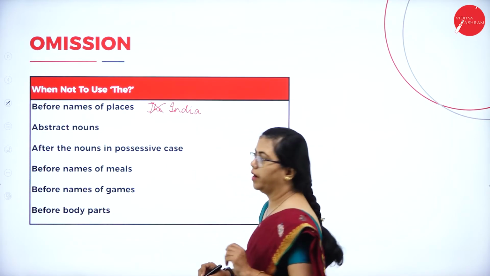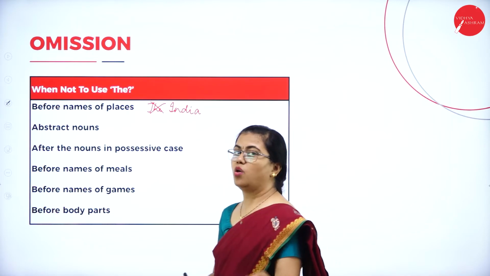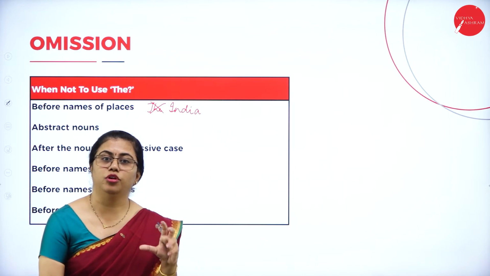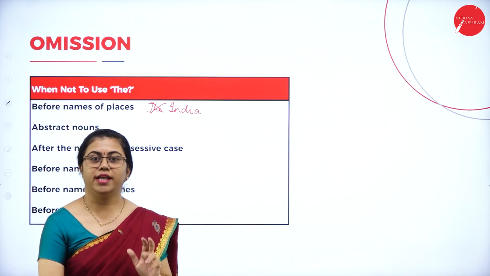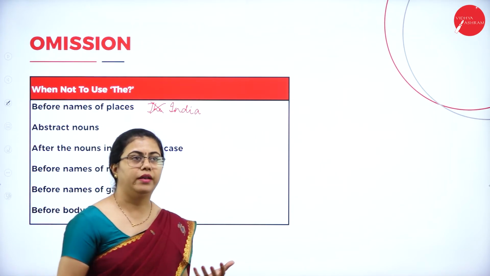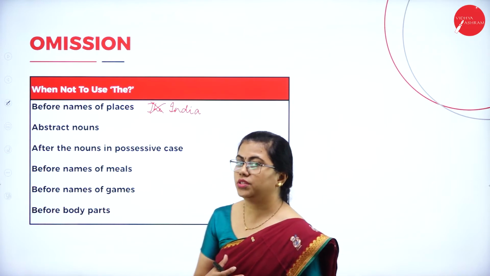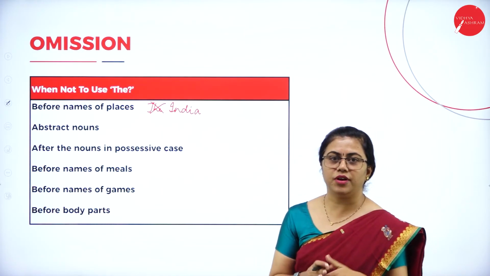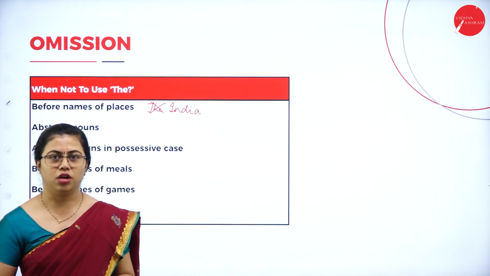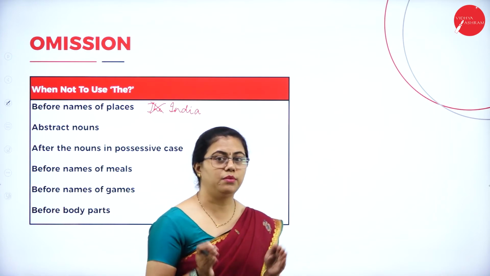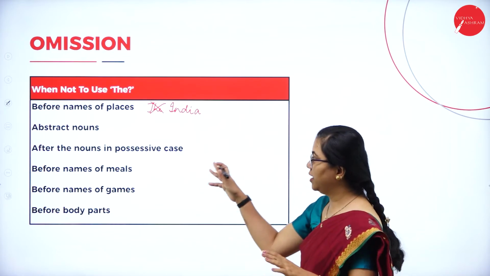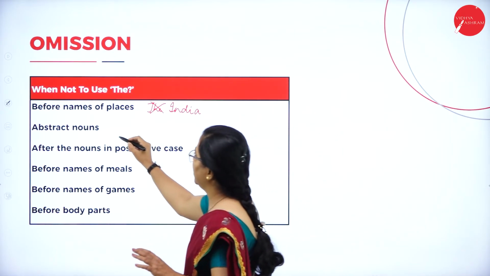It is not required. Then abstract nouns, nouns that cannot be seen or touched, that are out of your five senses, are called abstract nouns. For example, happiness or maybe childhood. There you don't use the definite article the. You don't say the happiness I enjoyed. That is wrong. Only when you're referring to some particular happiness can it be used. But generally you're not using it. You don't say the happiness.